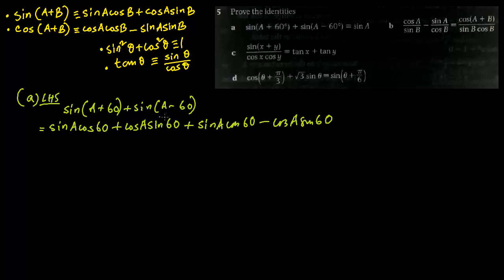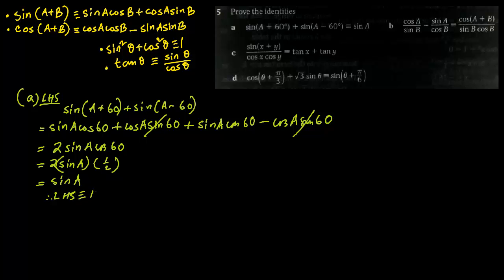Now, if we break this down, cos A sine 60 and cos A sine 60 cancels off, and we can write it as 2 sine A cos 60 by just adding these two by algebra. Now, we know from the triangle that cos 60 is half. So 2 sine A, and this is half. Remember, this half is not to be multiplied with this A, because sine A is one entity. It has to be multiplied with this 2, and it cancels, and the answer is going to be sine A. So left hand side is identical to right hand side.